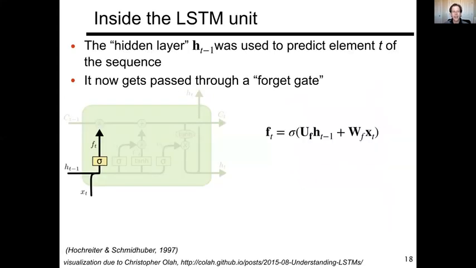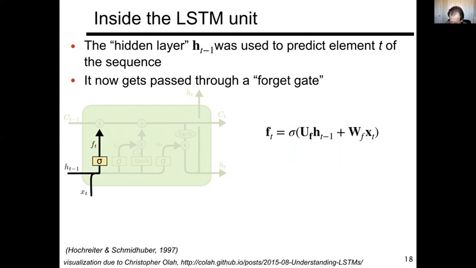Okay, so inside the LSTM unit. Recall that as in all cases, the hidden layer h sub t-1 was used to predict element t of the sequence, the input that was going to happen at time t. Now with the LSTM unit, the state representation is divided into two parts. There's the hidden state h, but there's also the cell state c, which you can see in gray here.